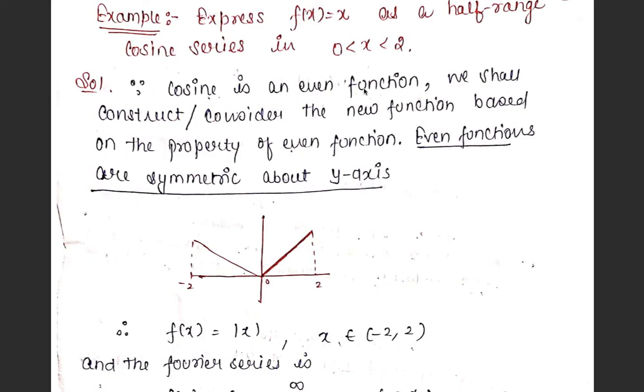Now cosine is an even function, so we are going to use the property of an even function, which says that even functions are always symmetric about the y-axis. So first I am plotting the graph of x in the interval 0 to 2, which is given by the bold line here. Since I want the expansion in terms of a cosine series and cosine is an even function, I am drawing the symmetric part over here, that is, symmetric about the y-axis.